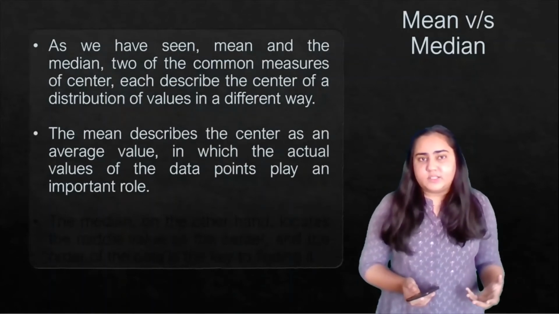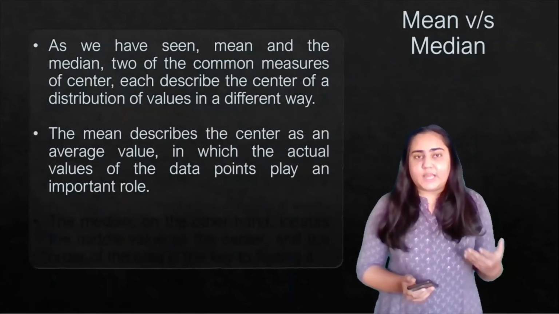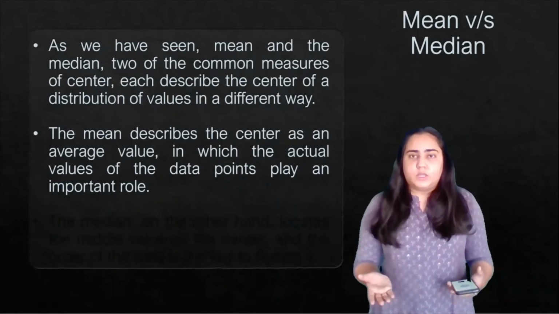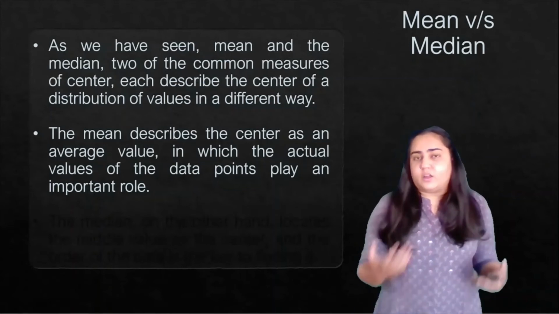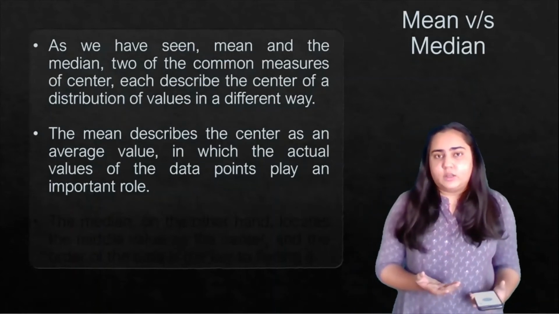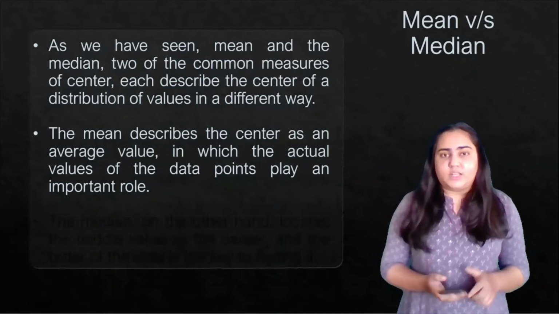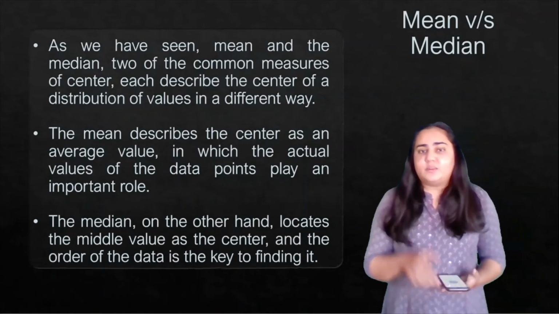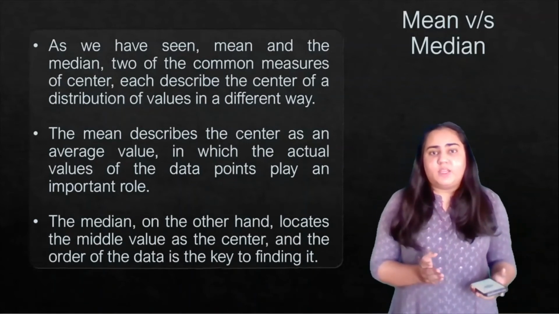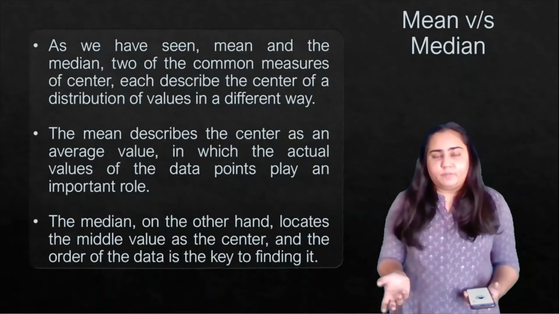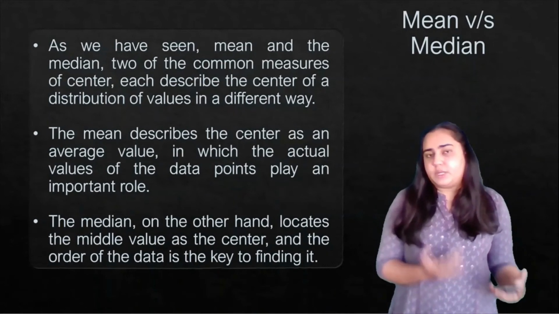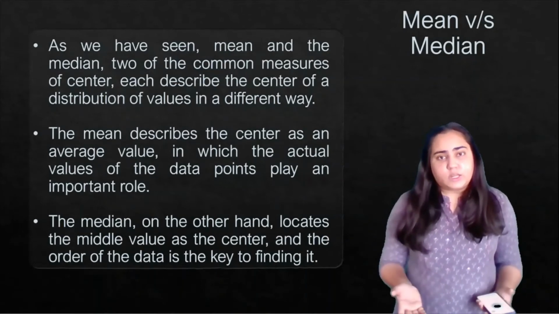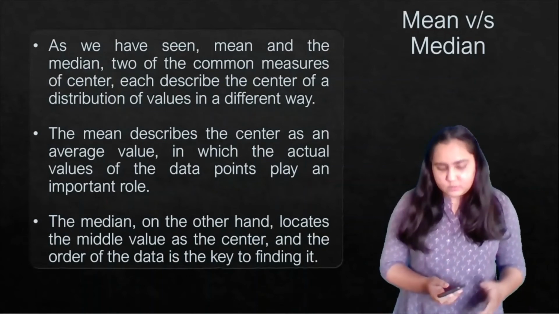So the mean describes the center as an average value in which the actual values of the data points play an important role. If there's a fluctuation in the values, then obviously the mean will get affected, because it's an average and it considers all the values. The median, on the other hand, locates the middle value as the center, and the order of data is the key to finding it. So only if that order changes does the median get affected. If there are minor changes in the values and the order does not change, then the median won't be affected much.